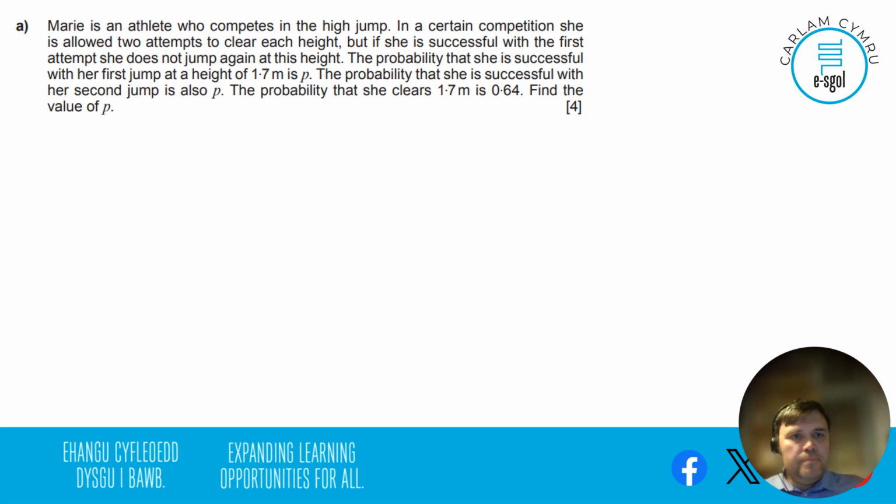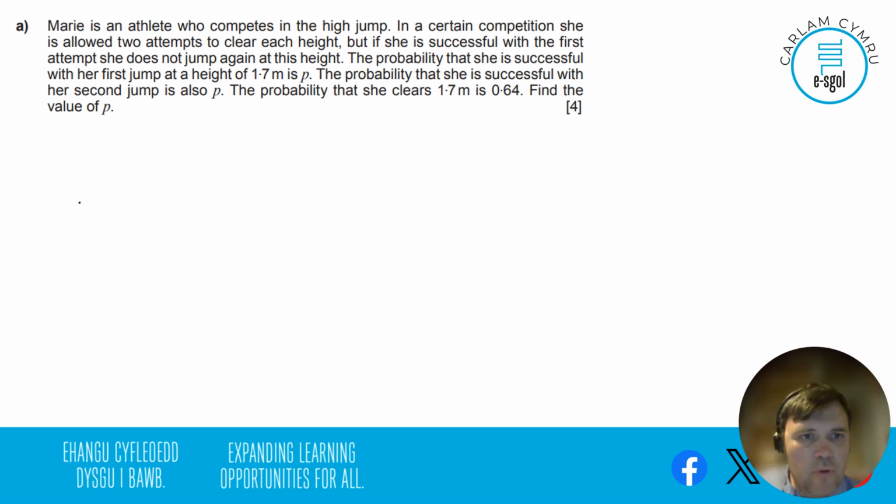Question 11. Again, you have seen this, and it might be interesting to do as a tree diagram. So Maria is an athlete who competes in the high jump. In a certain competition, she is allowed 2 attempts to clear each height. But if she is successful with the first attempt, she does not jump again at this height. The probability she is successful with the first jump at a height of 1.7 is p. The probability she's successful with a second jump is also p. The probability she clears 1.7 meters is 0.64. Find the value of p.